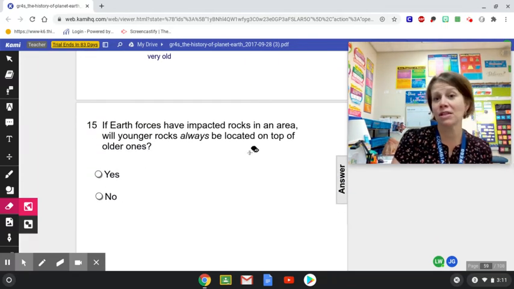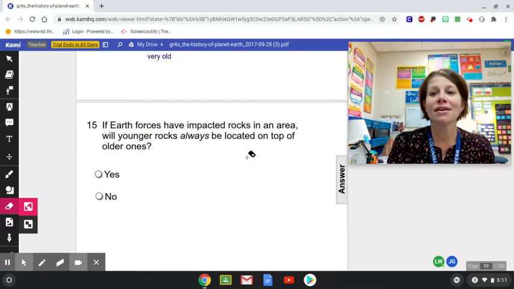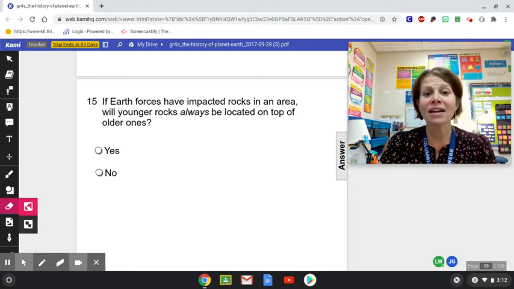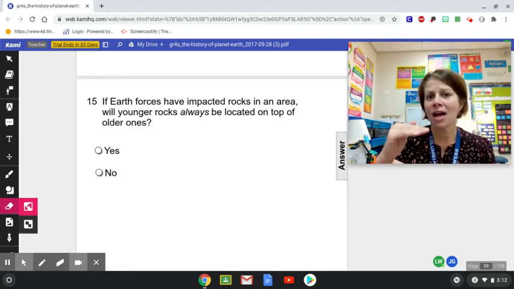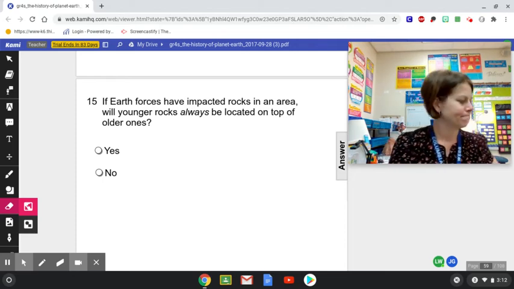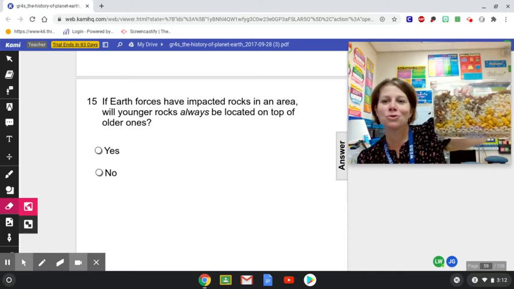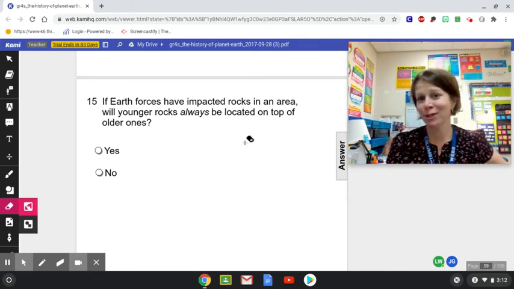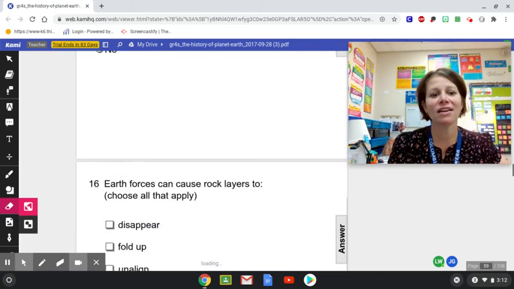So let's answer some of these questions, and then we'll get ready for tomorrow's lesson. So if the Earth forces have impacted rock in an area, will younger rocks always be on top and the older ones always on the bottom? What do you think? I bet this answers the question. Are they always going to be in line? No, they're not. That's right.